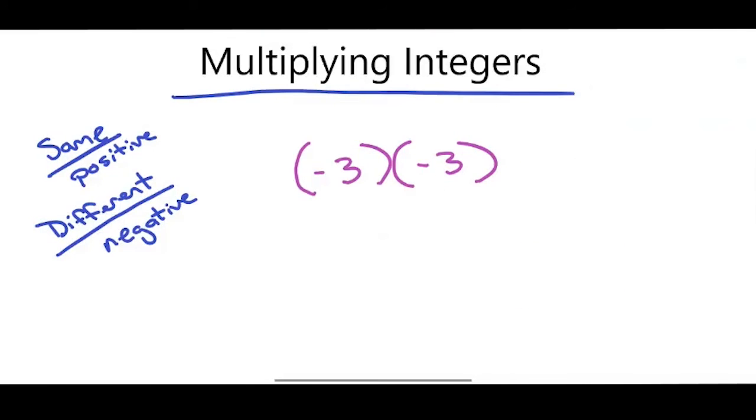So here we have negative 3 times negative 3. So you'll have a negative times a negative. Well, that means that the signs are the same, and our answer is going to be positive. So this is negative times negative, and that's positive. So then 3 times 3 is 9. So the answer is 9, also known as positive 9. But it's more common to just write it as 9. And that's how you multiply integers.